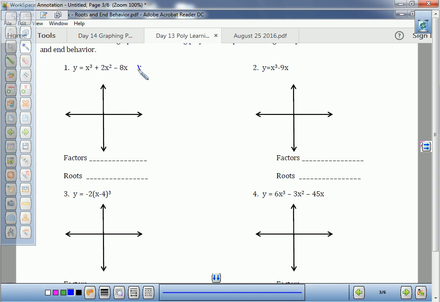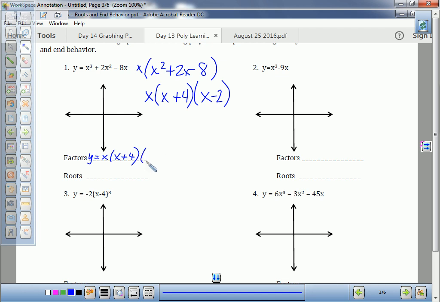Number 1, we're going to take out the GCF. And when we do, we're left with this. Okay, the reason we're doing this is because we need it in factored form. We need our equations in factored form so that we can find our x-intercepts. When we factor this completely, it factors to this equation, y equals x times x plus 4 times x minus 2.